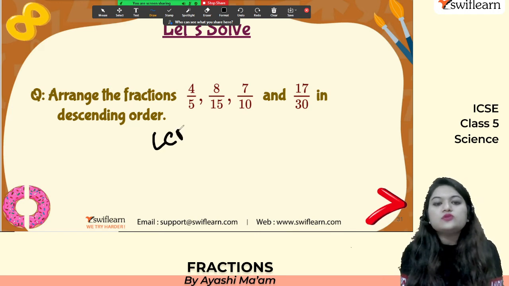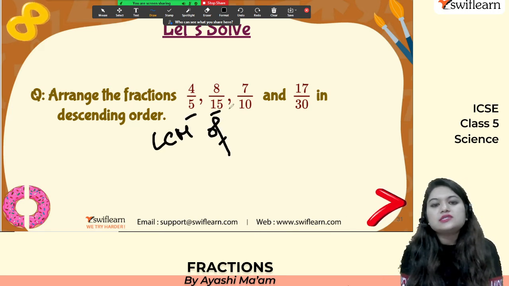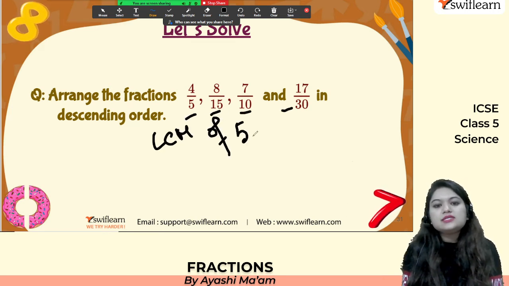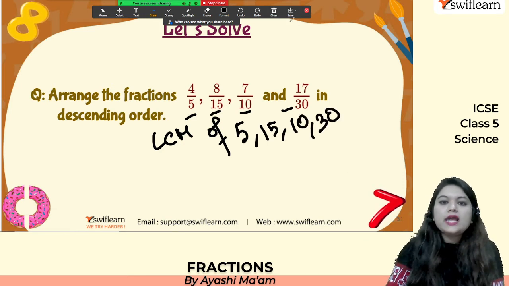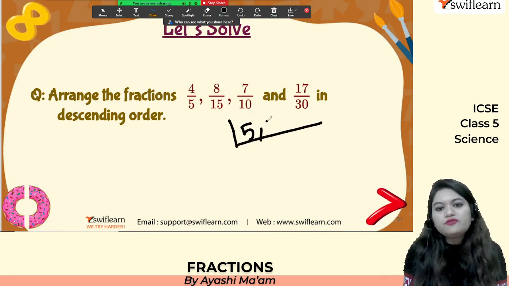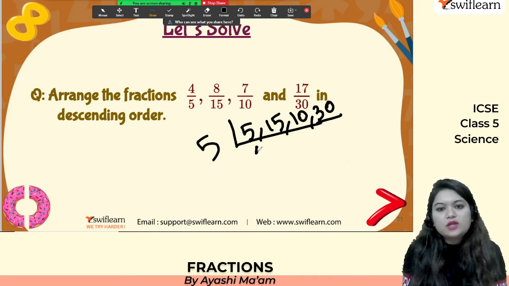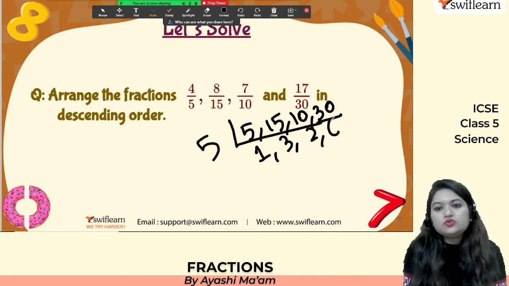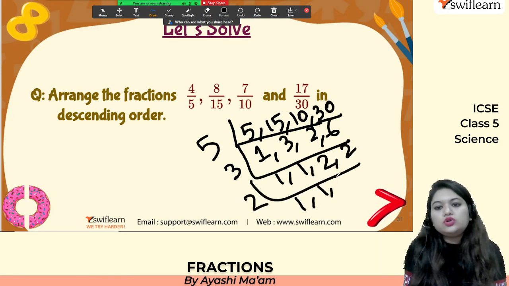So for that, you simply find out the LCM of the denominators. That means LCM of 5, 15, 10 and 30. Okay, so let's do it. Let's find out the LCM at first. So 5, 15, 10, 30. 5 ones are 5, 3, 2, 6, 1, 2, 2, and then it will go with 2.